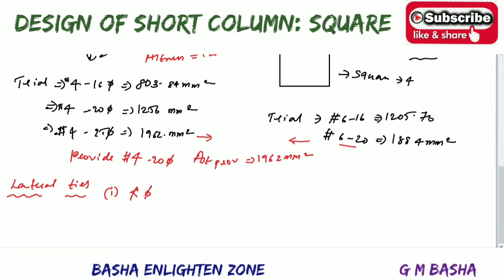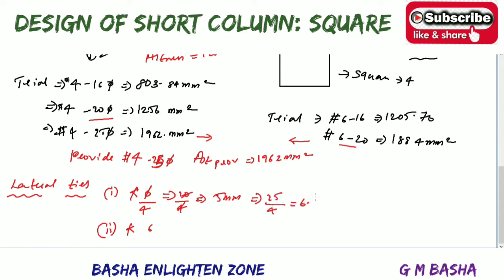It should not be less than 4 times the diameter of the bars we provided, that is 20 by 4, so you will get 5 mm. And the second condition, it should not be less than 6 mm. Sorry, here we have provided 4 bars of 25 mm dia, not 4 bars of 20 mm dia. So change this value to 25 by 4.